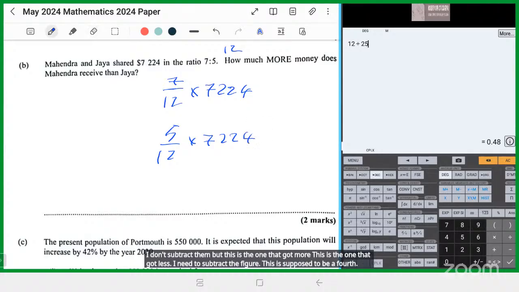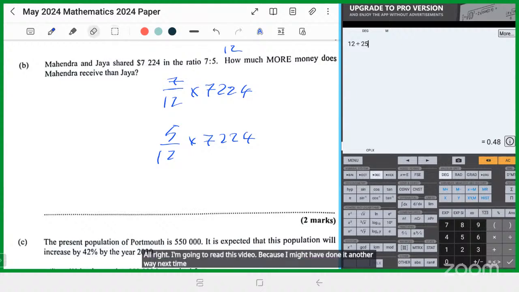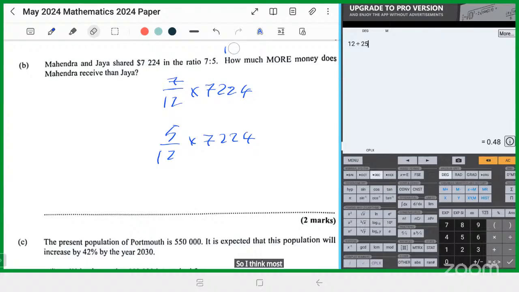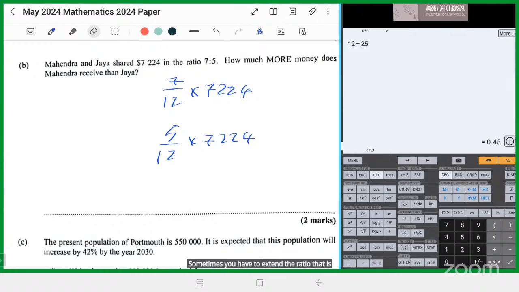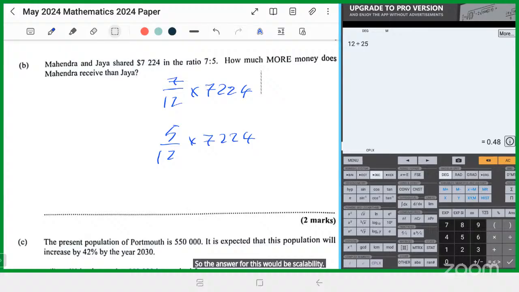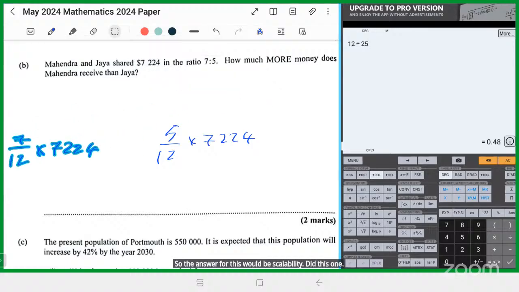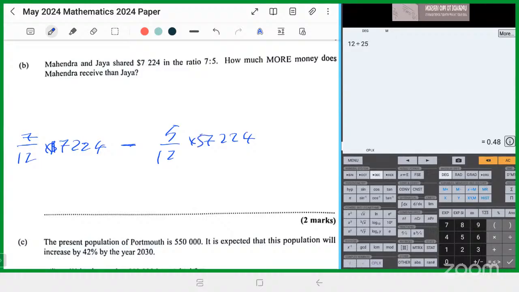All right? Now there are multiple ways to do it. I think most persons will do it this way, but I'm going to do it another way, because there are some other questions where you need to extend the ratio that is given. Sometimes they give you the difference figure and they're asking you for the original figure. So the answer for this would basically be: take the larger amount minus the smaller one, put the dollar sign on it and work it out. That will give you the answer, right?